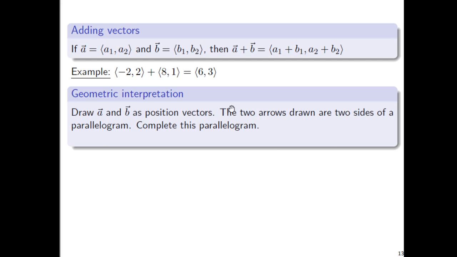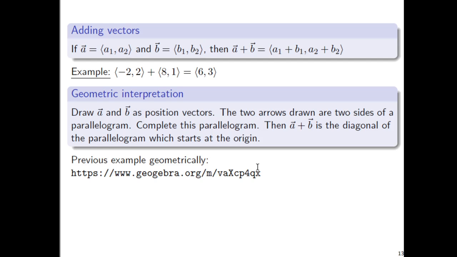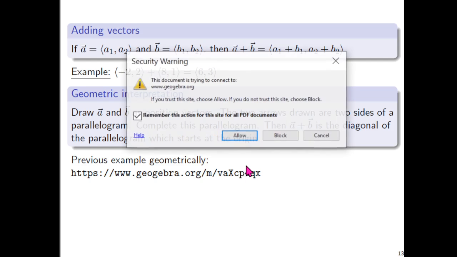So what you should do, this is one geometric interpretation, is draw both vectors that are given to you, the summand vectors, as position vectors. And then the two arrows drawn are two sides of a parallelogram. What you just need to do is complete the parallelogram. And then the result of a plus b is the vector that's the diagonal of the parallelogram, which starts at the origin. It just really actually works out. So check out the previous example geometrically. Let me actually click on the link.